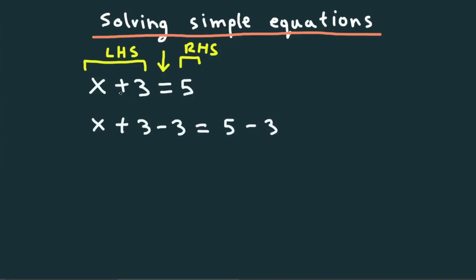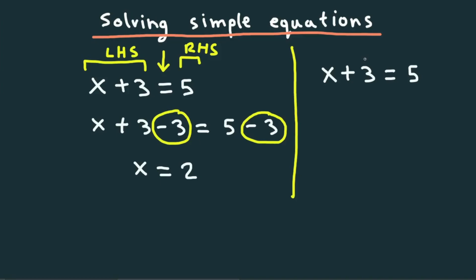As you can see, I had x plus 3 equals 5. Now I have x plus 3 minus 3 equals 5 minus 3. So I subtracted 3 from both sides. And now on the left-hand side, plus 3 minus 3 is 0, so I have only x on the left-hand side, and 5 minus 3 is 2, and that is the solution of the equation.